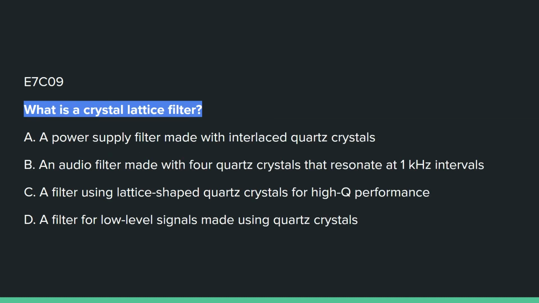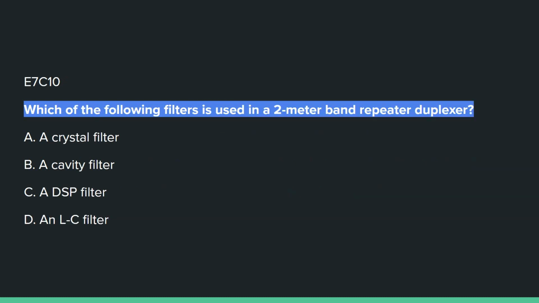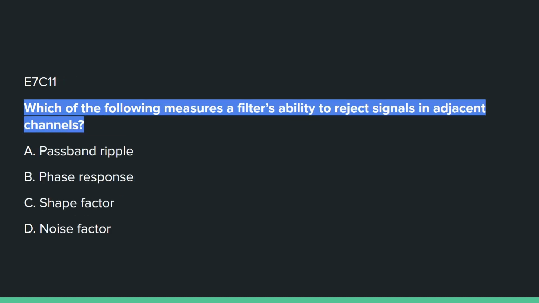E7C09, what is a crystal lattice filter? D. A filter for low-level signals made using quartz crystals. E7C10, which of the following filters is used in a 2-meter band repeater duplexer? That's B. A cavity filter.